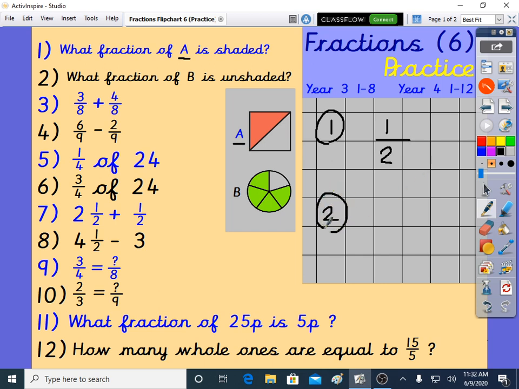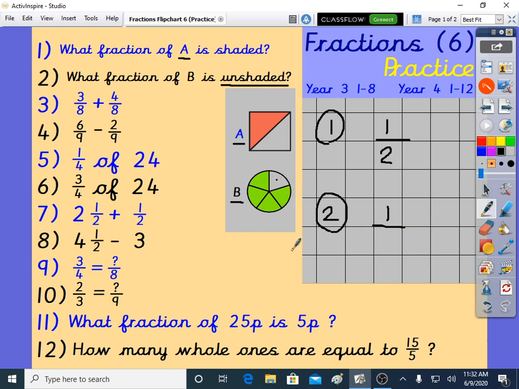We're going on to question 2. What fraction of B is shaded? Oh, no. What fraction of B is unshaded? Bit more tricky. Unshaded. So make sure you don't count the shaded parts. You count the unshaded parts. Well, actually, there's only one of them. One part is unshaded, which means not coloured in green like the others are.